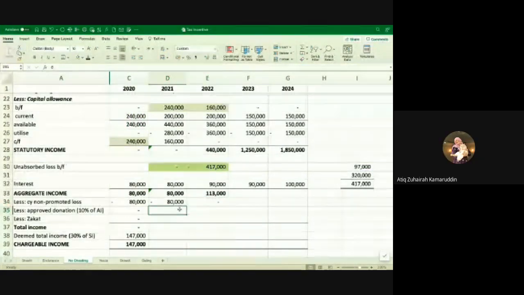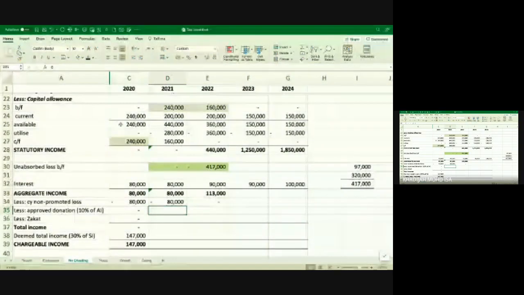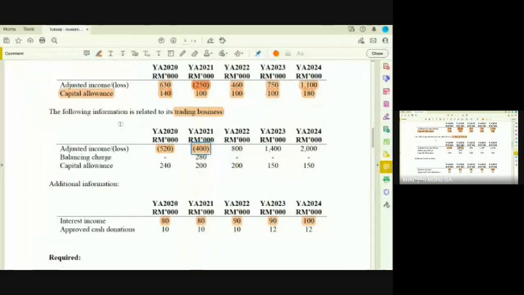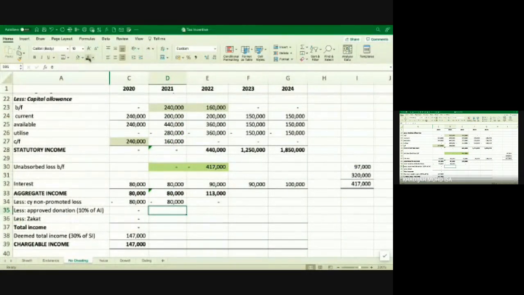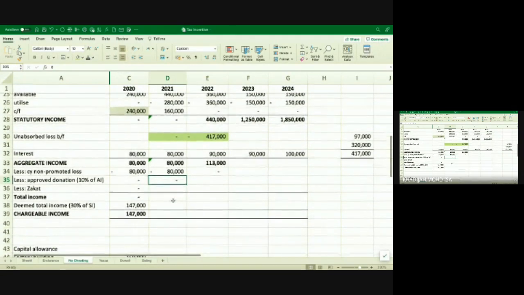Yes. Okay, 2021, coming back. Earlier I wanted to show 417,000, because how do you actually get 417. So coming back to 2021, even though you made a donation of 10,000, you cannot claim any donation because this one is zero. 80 minus 80,000 is 0. So it means that your total income is 0, your 30% is 0 as well. So no chargeable income for 2021.